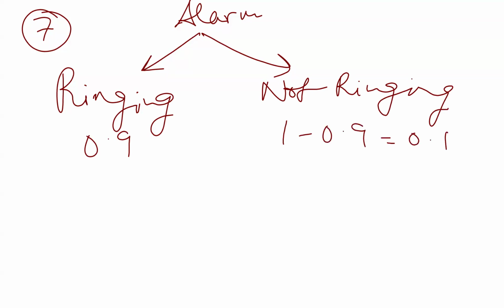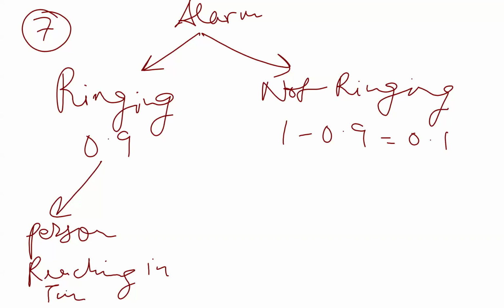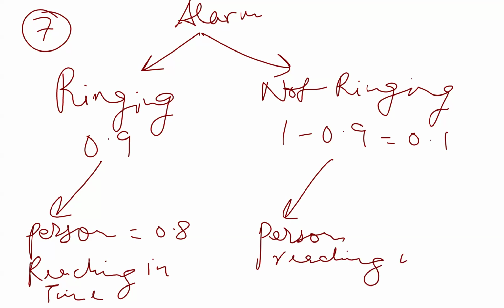which will be 0.1. If the alarm rings and if the person wakes up and goes to the examination hall in time, the probability is 0.8. So this is the probability of person reaching in time is 0.8 if the alarm rings. And if alarm does not ring, the person wakes up on his own and goes to the examination hall on time. So person reaching in time equal to 0.3.